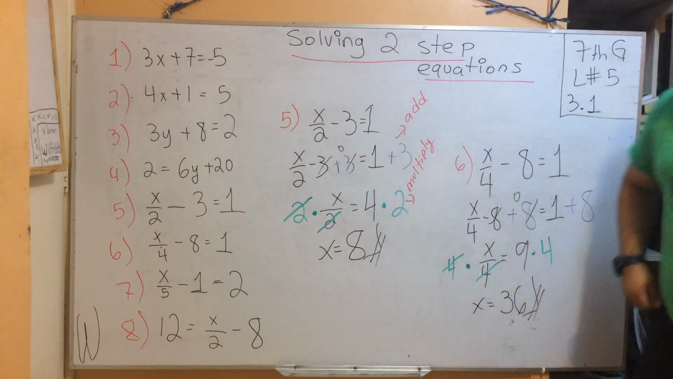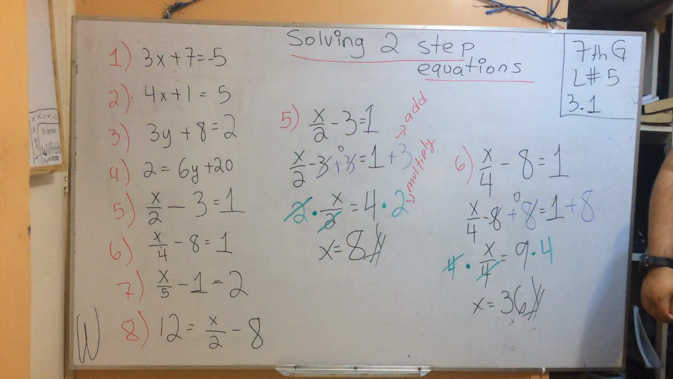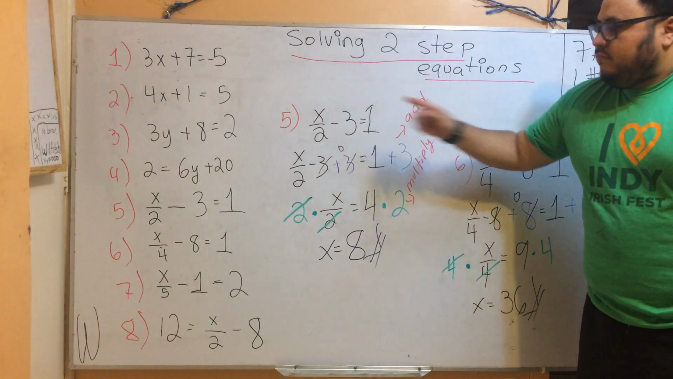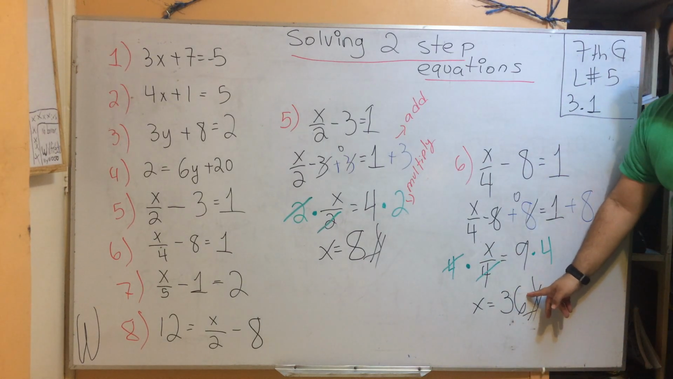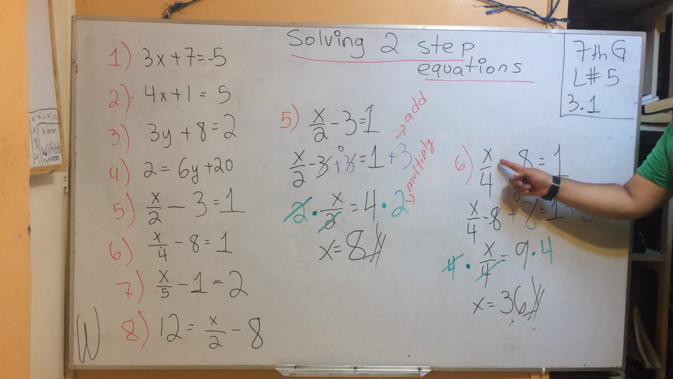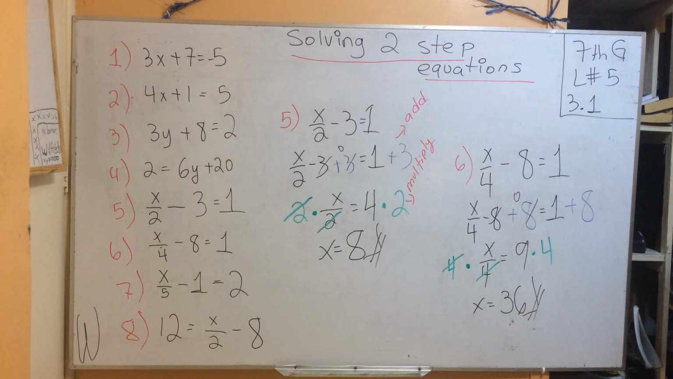Okay, let's check if these numbers are correct. x is equal to 8. So we bring it here. 8 divided by 2, 4, minus 3 equals 1. So it is correct. Let's bring 36. 36 divided by 4, 9. Minus 8, 1. Okay?